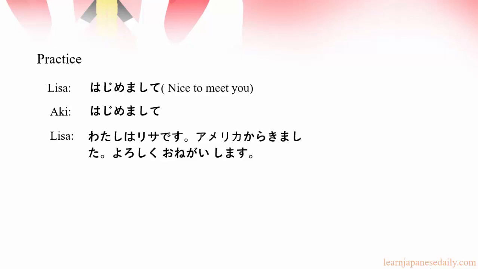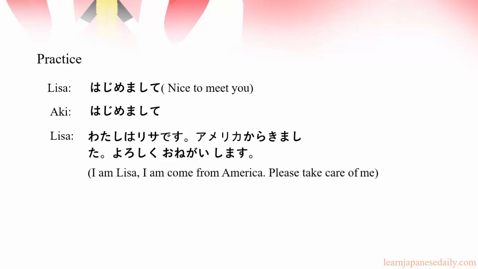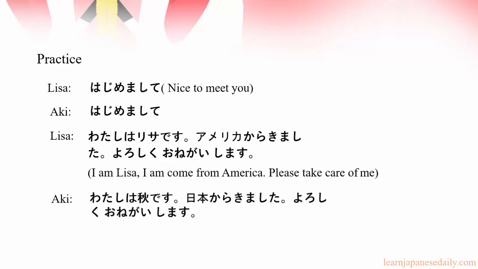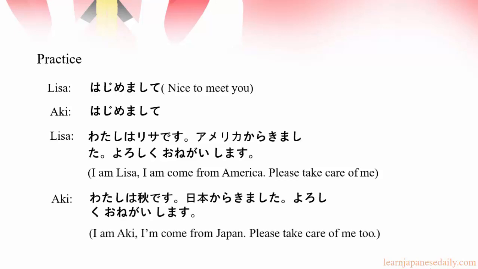Then Lisa will introduce herself. 私は Lisa です。アメリカから来ました。よろしくお願いします。I'm Lisa. I come from America. Please take care of me. And Aki says, 私は Aki です。日本から来ました。よろしくお願いします。I'm Aki. I come from Japan. Please take care of me too. So in this dialogue, they use some vocabulary we learned and also the basic sentences above. Do you remember? If not, just look back at the theory above.